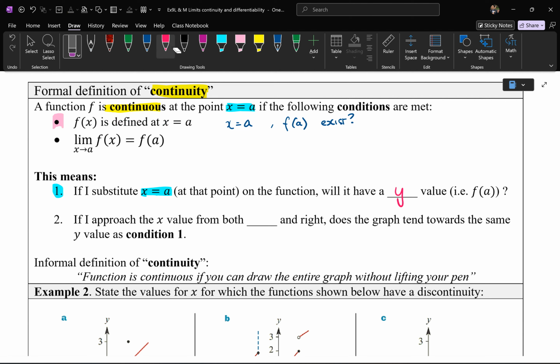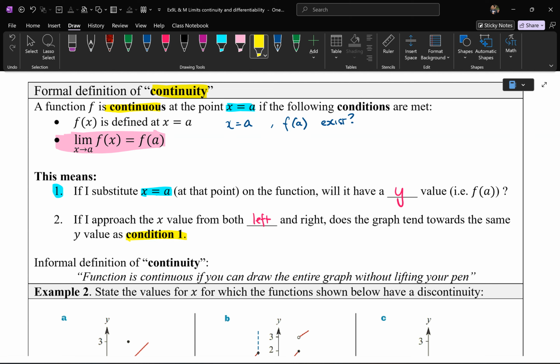Condition number two. Condition number two says the limit. So even if you did have a point, and it did have a y value, does the limit of the function as x approaches that a value actually approach the same y value? Okay, so in other words, what I'm saying here is if I approach the x value from both the left and right direction, does the graph tend towards the same y value as condition 1?